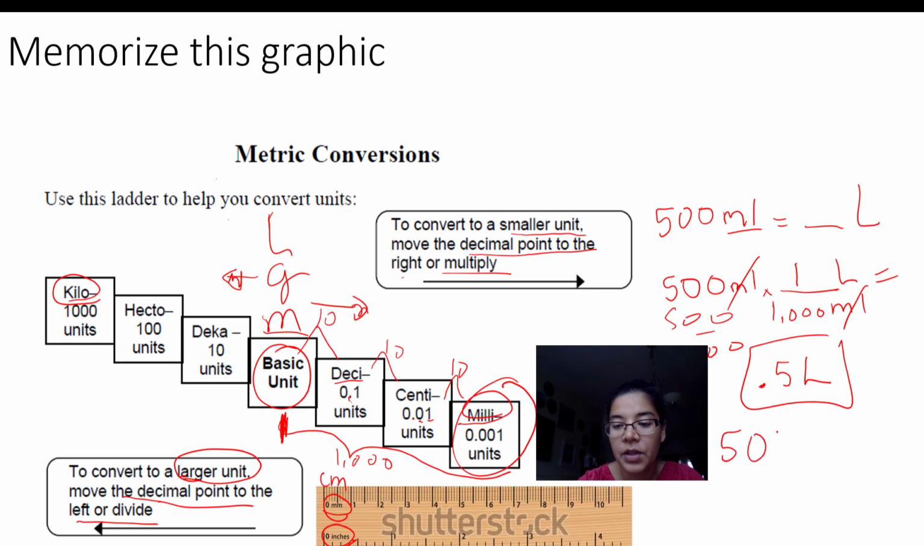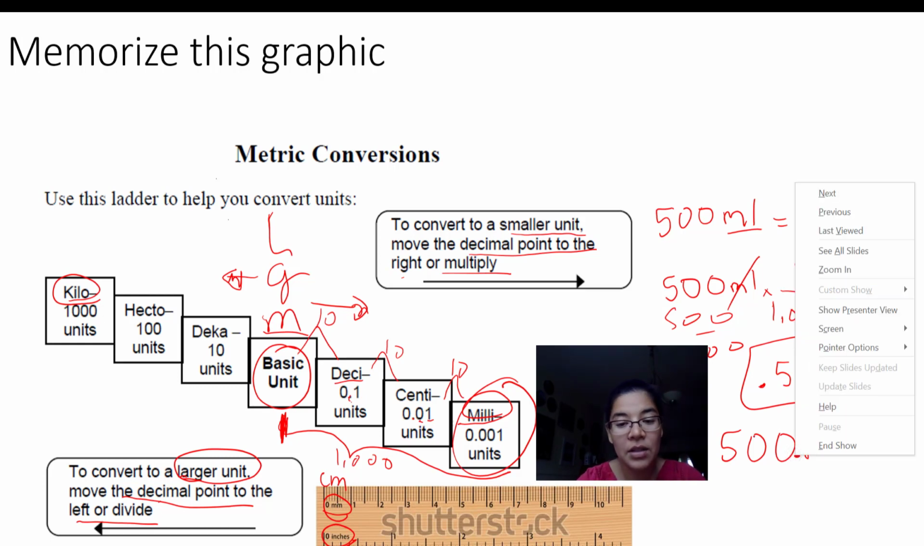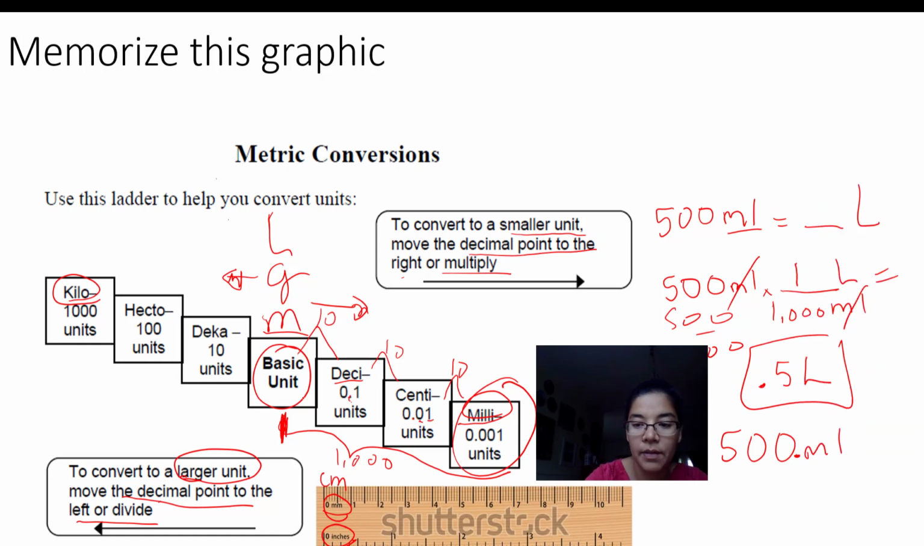Short way would be we have 500 milliliters. The decimal point's right here. We are moving the decimal point to the left. How many spaces to the left? 1, 2, 3. Because we're 3 away. So our answer is 0.5 liters. Now it's your turn. Try it.